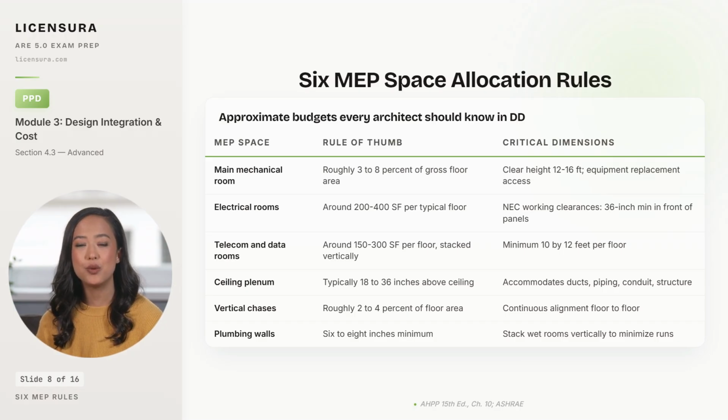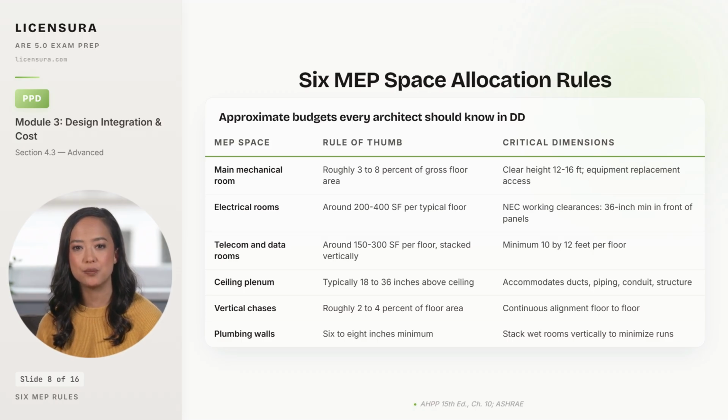Telecom and data rooms run around 150 to 300 square feet per floor, ideally stacked vertically, with a minimum of 10 by 12 feet per floor to allow for racks and cable management. The ceiling plenum is typically 18 to 36 inches above the finished ceiling, and that depth has to accommodate ducts, piping, conduit, sprinkler mains, and structural depth all at once.